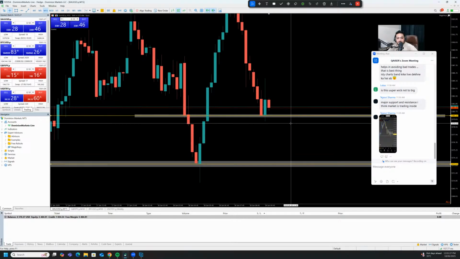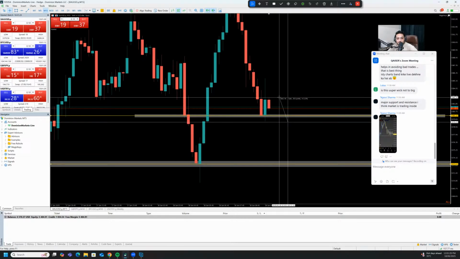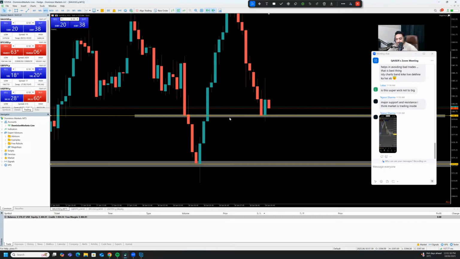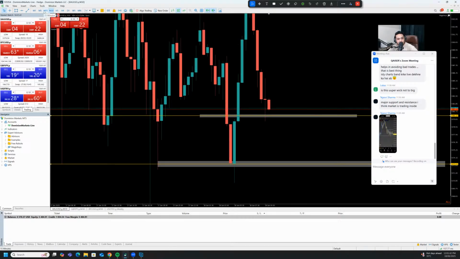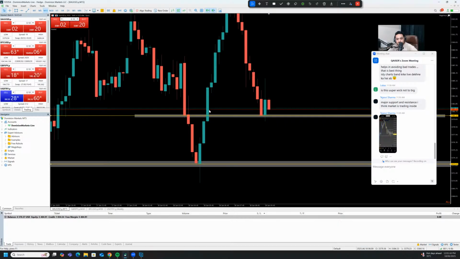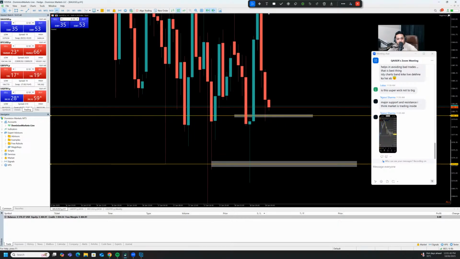Okay, if I execute here, the stop loss would be like 35 pips. So if you're getting a bigger stop loss, you can lower the lot size actually. So just waiting. I'm just waiting.